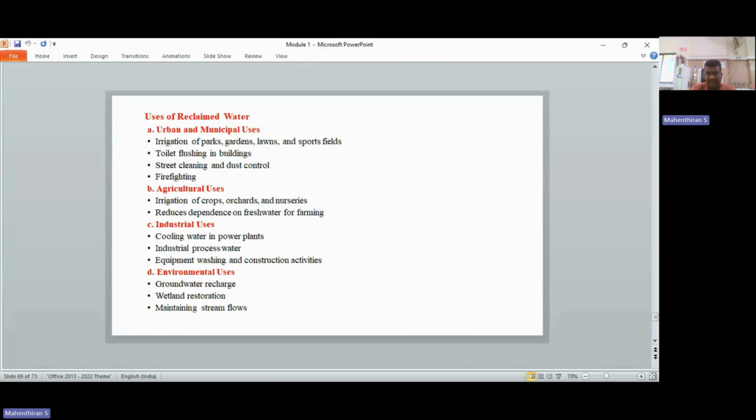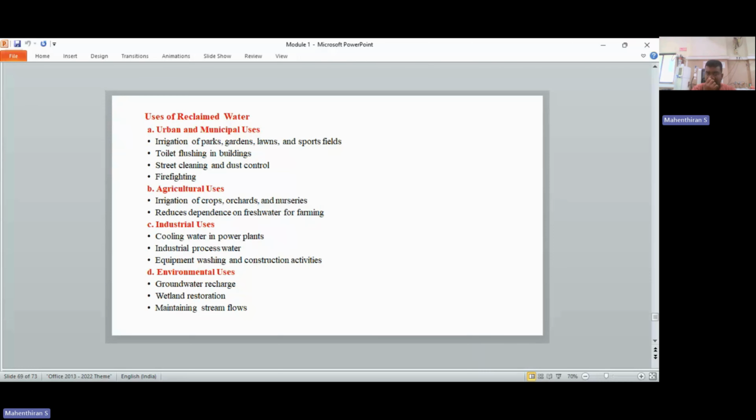It reduces the dependence on freshwater for farming. This is a key benefit. When farmers use reclaimed water, they reduce their demands on rivers, lakes, and the groundwater. This leaves more freshwater available for drinking, domestic use, and environmental flows. In water scarce regions, this can be practiced for sustainable agriculture.